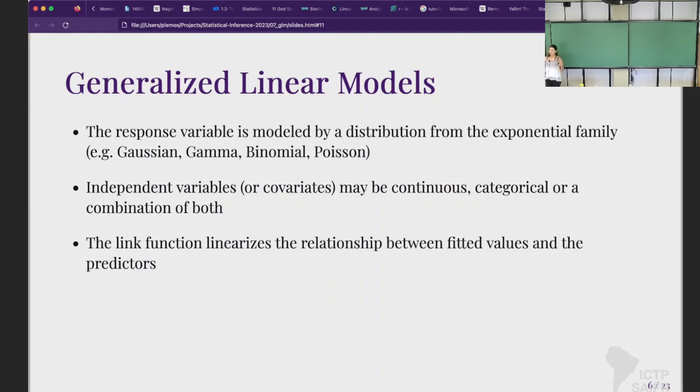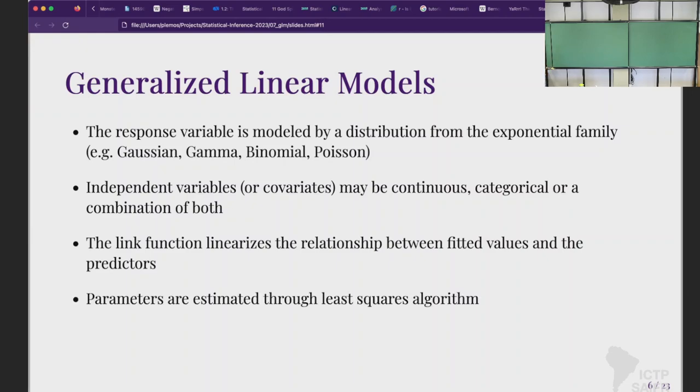The important thing about generalized linear models is that there's a link function. And this is what I want you to understand from this class: what is this link function, and what is the role of the link function. The idea is that this function is going to linearize the relationship between our predicted and response variables. And the parameters are also estimated through the least squares algorithm that we saw with Andrea and Paulo.